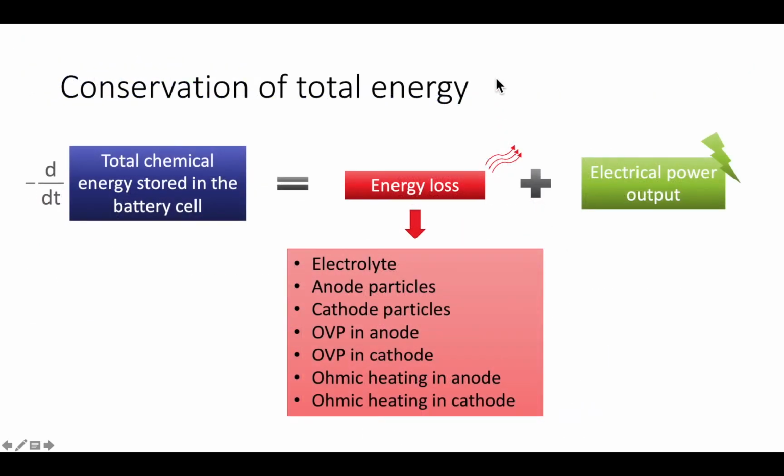At the end, I would like to talk about the conservation of energy. This is the equation of conservation of energy. Here I have the total chemical energy stored in the battery cell, and then the electrical power output and energy losses on the right hand side. In the literature there are some energy losses derived, however, they are not consistent with the energy conservation equation. In particular, they are missing heat in anode particles and cathode particles. This energy conservation equation is derived directly and systematically from the Newman model, and it works very well even for high C rate and for drive cycle data.